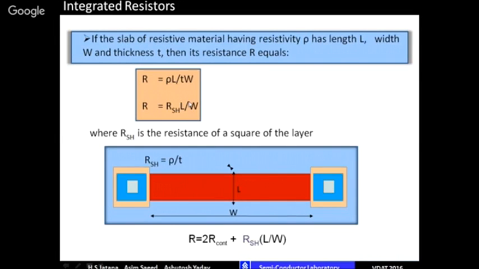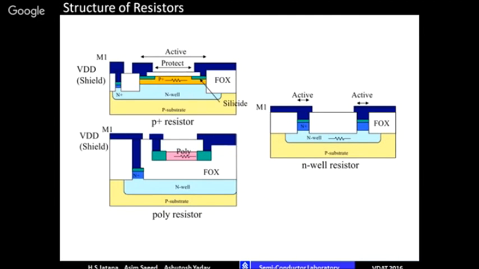Sheet resistivities are given, so you can find this R. Normally if L and W are equal, R is equal to RSH. L and W being the same means a square. That is why sheet resistivity is given in terms of resistance per square. So you can have a P resistor, poly resistor, N well resistor. For the N well, you are making two contacts. For the P resistor, in a well you have a P diffusion and you are making two contacts. For poly, you have a poly and you are making two contacts.